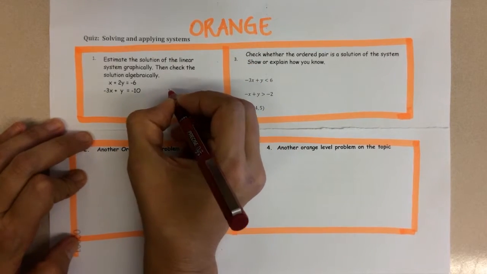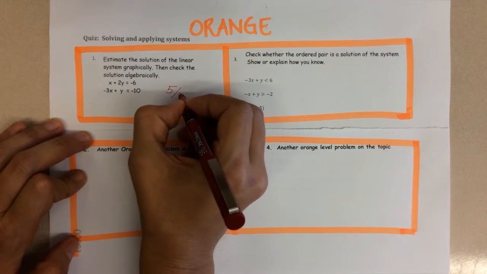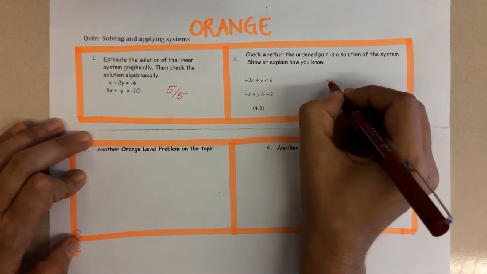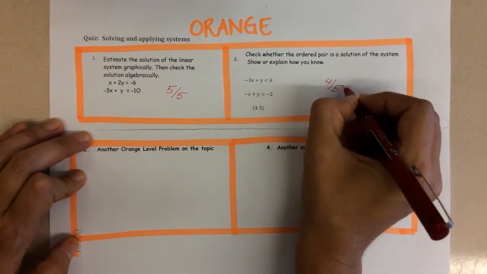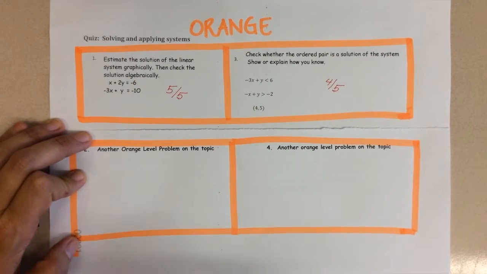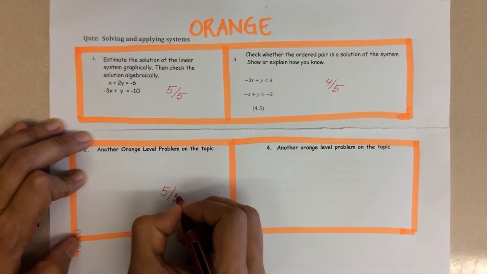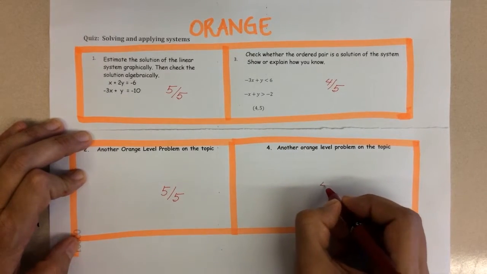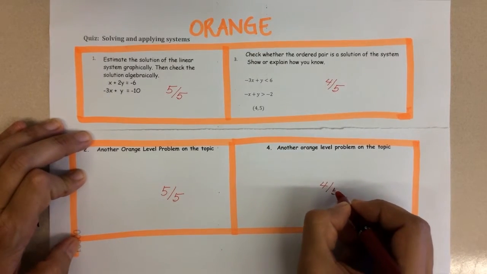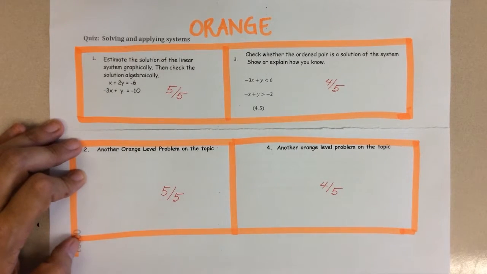How would the same student perform on the orange assessment? Well, he or she earned 5 out of 5 on 1 and 4 out of 5 on 3. Similar levels of difficulty or challenge might lead to similar scores, so maybe we could extrapolate that the student would earn a 5 out of 5 and a 4 out of 5 on numbers 2 and 4 respectively.